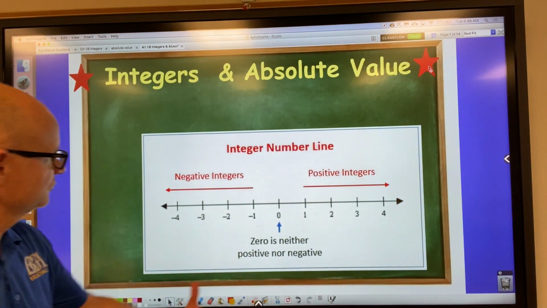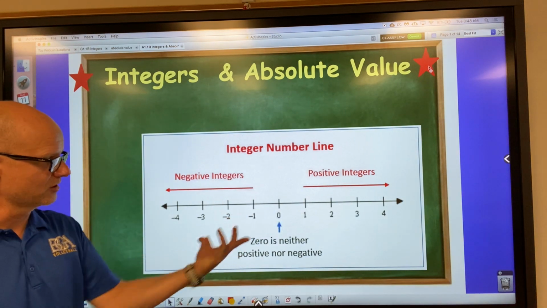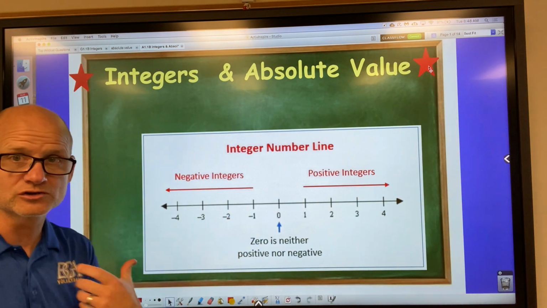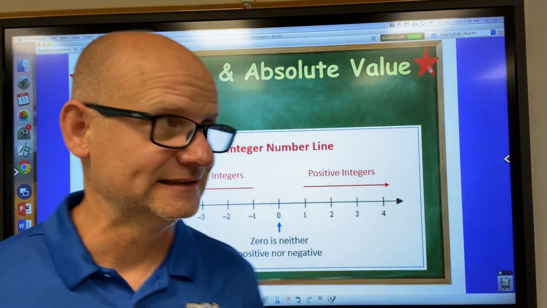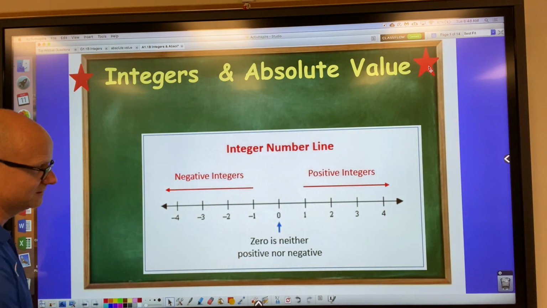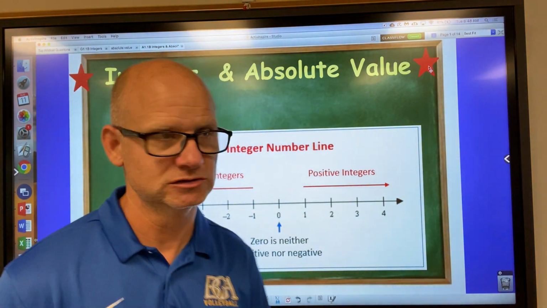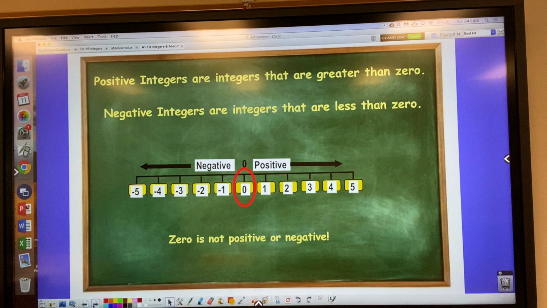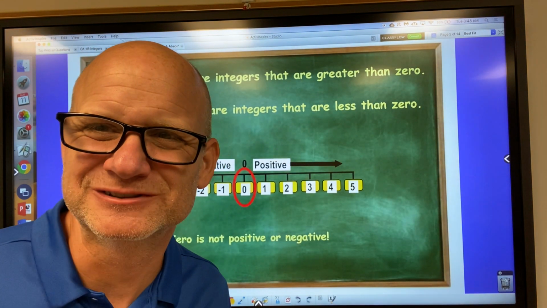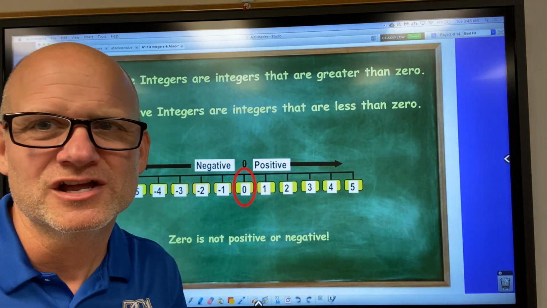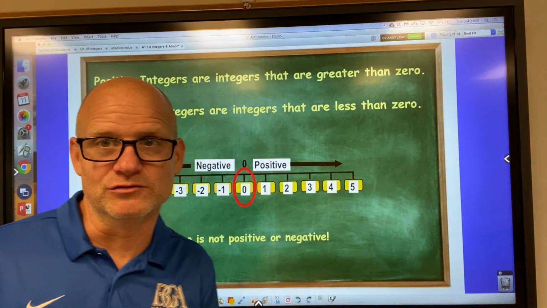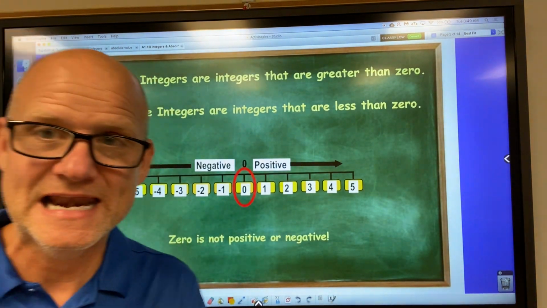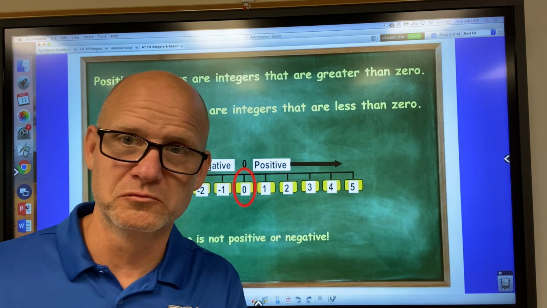So you've got positive integers, negative integers. Again, they're whole numbers. -1, -2, -3, those are called integers. 0 is neither positive nor negative. Positive integers, well, I think this is pretty obvious, we don't really need to state it, but positive integers are integers that are bigger than 0, or they have a greater value than 0. And negative integers have a lesser value than 0.